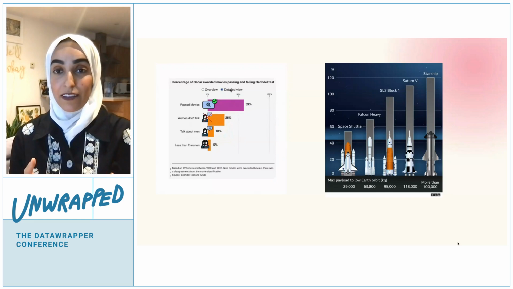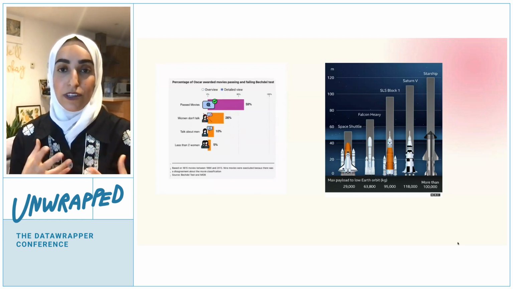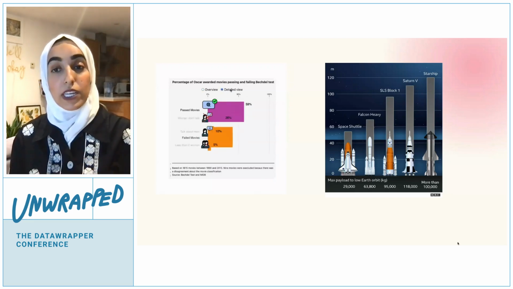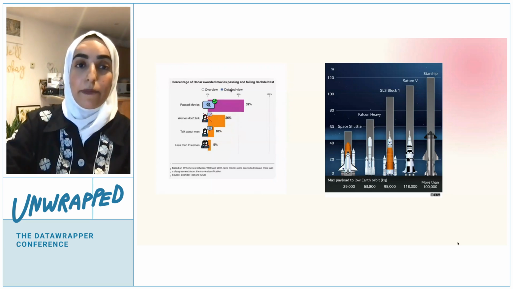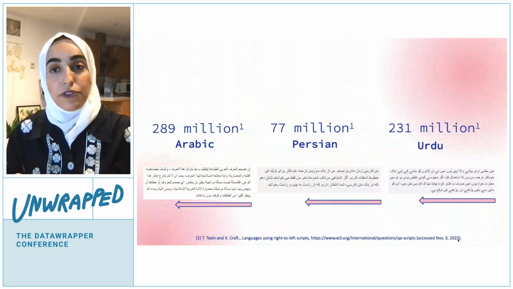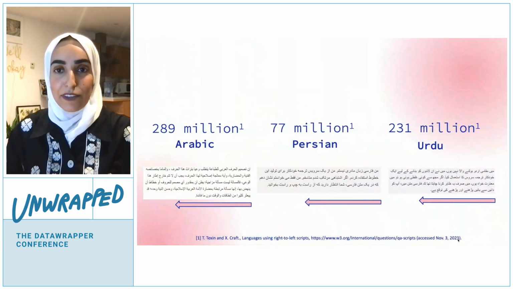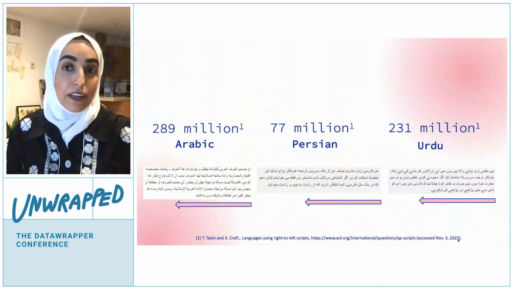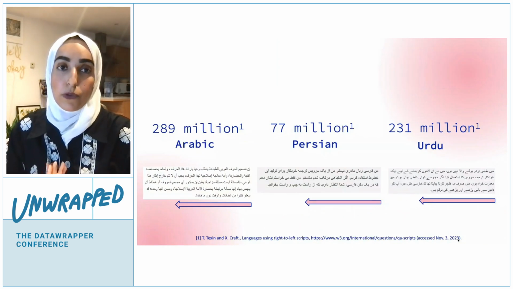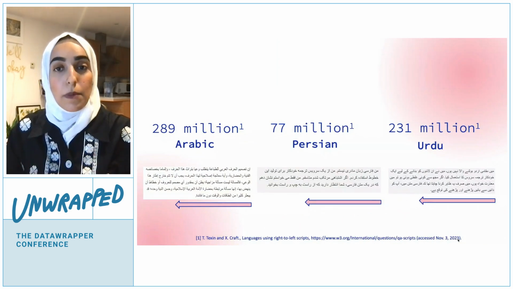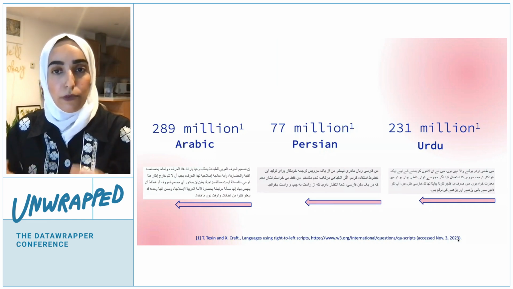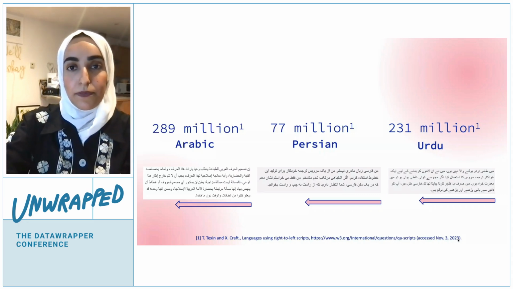But I found something else that was really interesting on my journey. I realized that there is an opportunity in researching script directionality's impact on visualizations. We have over 280 million people who use Arabic scripts, more than 77 million who use Persian scripts, and 231 million who use Urdu scripts. What is common between these scripts is the reading direction. These scripts are read and written from right to left.